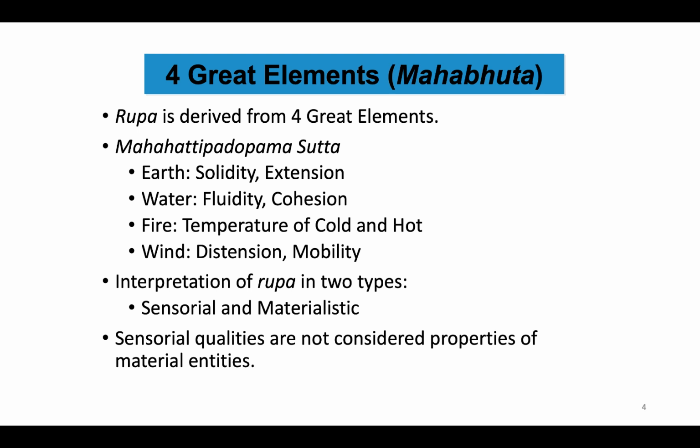What kind of abstract concept does each element represent? Earth element stands for solidity and extension. Water element stands for fluidity and cohesion. Fire element stands for temperature of cold and hot. Wind stands for distension and mobility. Therefore, Rupa can be interpreted in 2 types. One is sensorial aspect and the other is materialistic aspect.